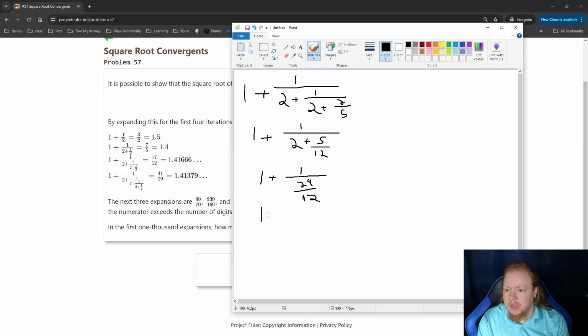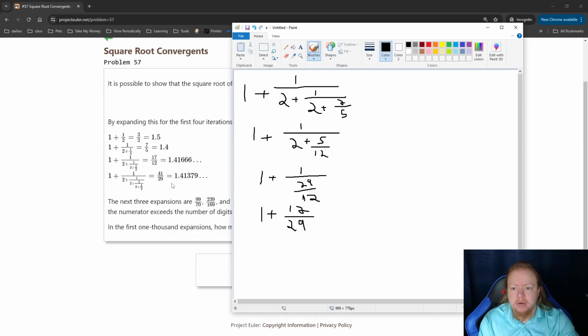And then we end up with 1 plus 12 over 29. 29 plus 12 is, in fact, 41. So we can see here, by doing this math and looking at these patterns, 3 plus 2 is 5. 7 is 5 plus 2. 5 plus 7 is 12. 17 is 12 plus 5. 12 plus 17 is 29. 41 is 29 plus 12.